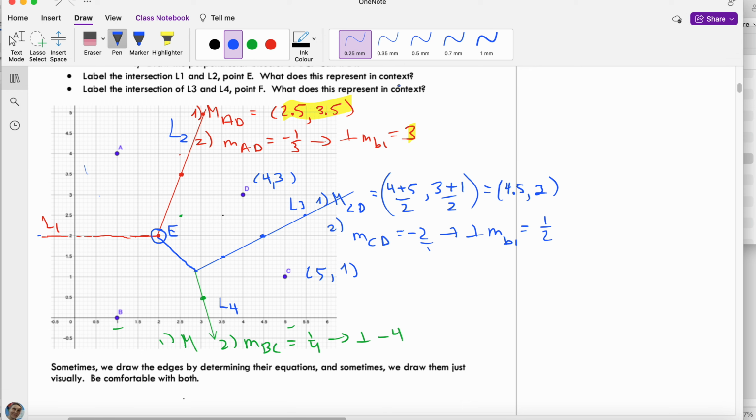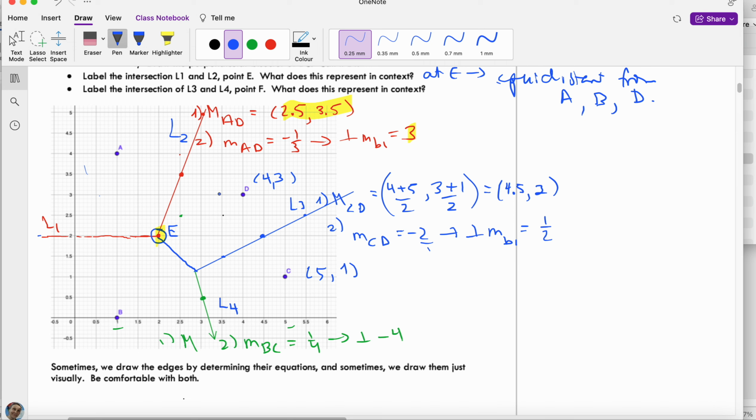What does this represent in context? What this represents in context is that you're actually here, because D is on this boundary, and then A and D and B are all relevant to this. What this means at the point of intersection is you're actually equidistant, okay? So at E, we are equidistant from A, B, and D, okay?